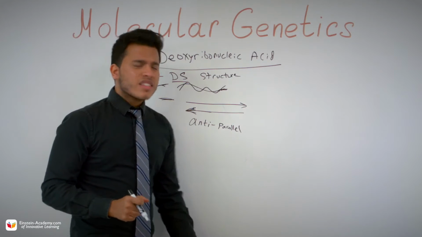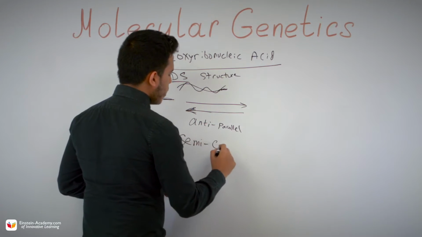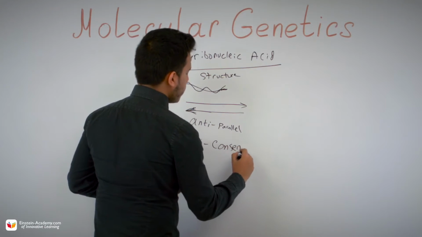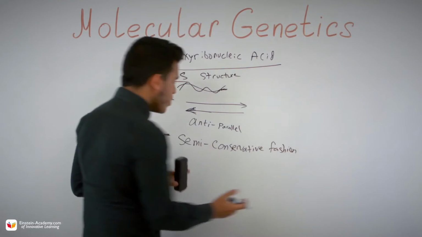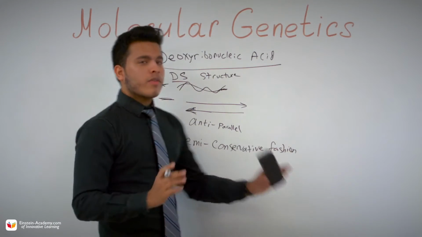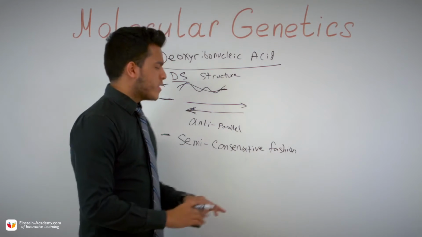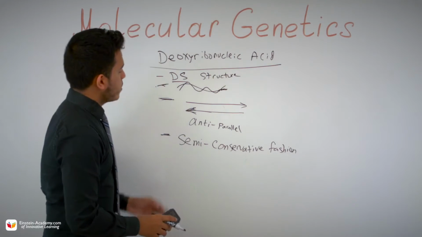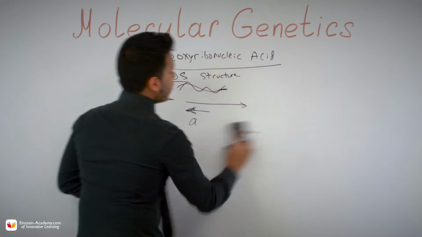The thing about DNA is that DNA replicates in a semi-conservative fashion. Semi-conservative fashion. I'm not going to explain this right now, because after we learn about replication, I'm going to show you what semi-conservative really means. It's going to be very easy for you to pick up. So just keep these characteristics in mind. And now let's talk about DNA in further detail.